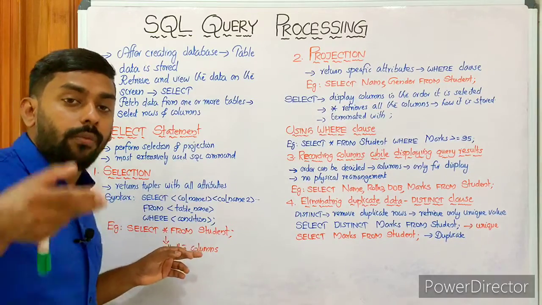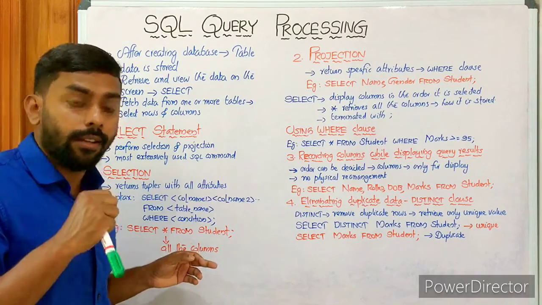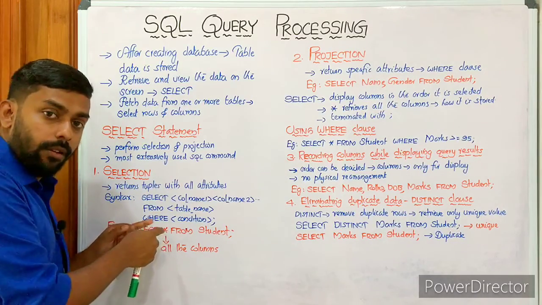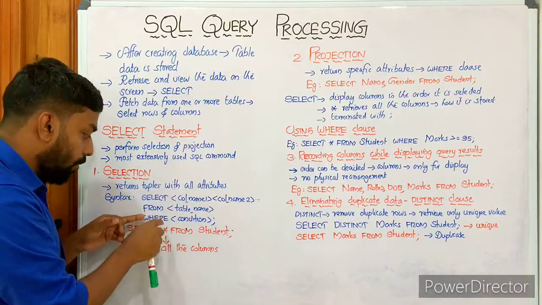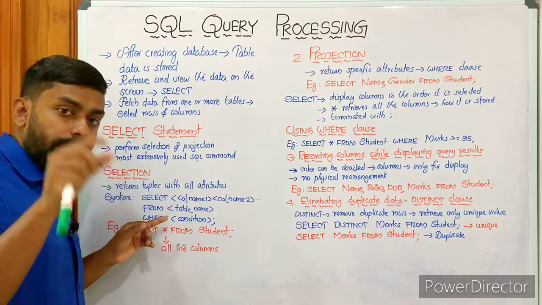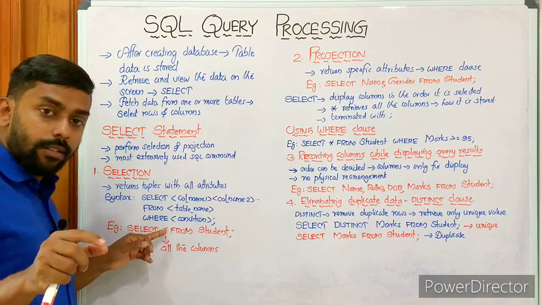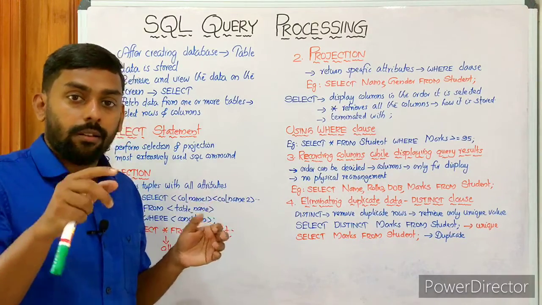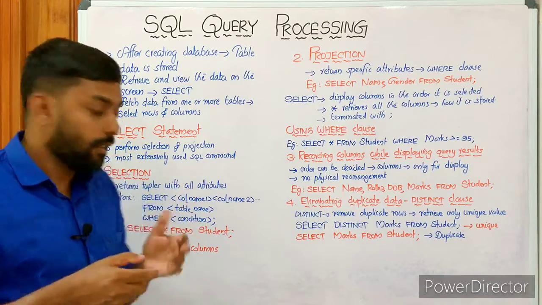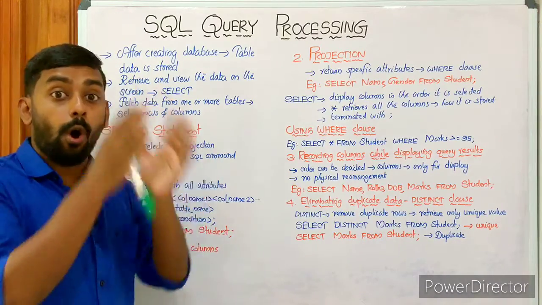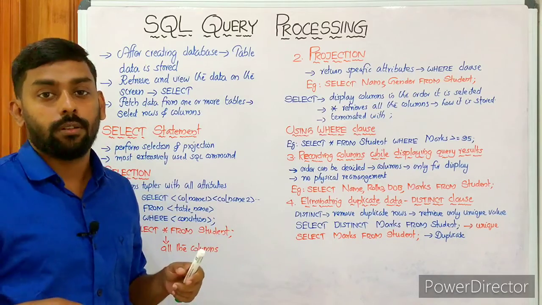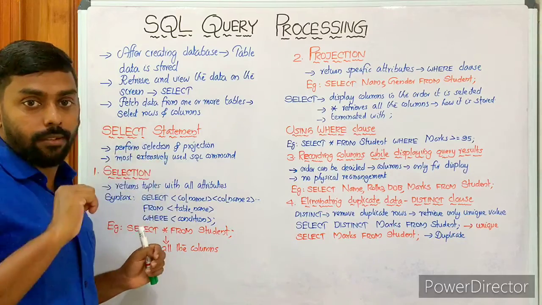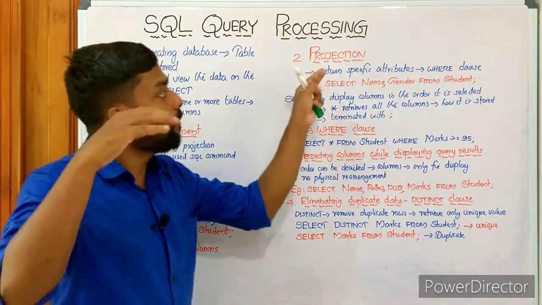You know where we have specified the rows? They're in the where clause. Here after select we can have the column list. When you have star, it means all the columns will be selected. So select star from student displays all the columns and all the rows. Rows is secondary, of course, but it selects all the columns. Hope you get it. Then we can move on to projection.